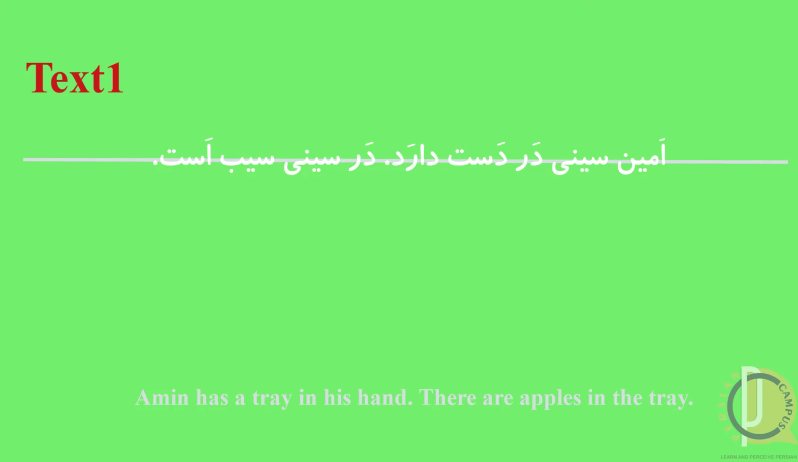Practice saying the sentences without any stop. امین سینی در دست دارد. در سینی سیب است. Now shadow with me. It means repeat with me, not before or after. امین سینی در دست دارد. در سینی سیب است. Let's get to the next line.